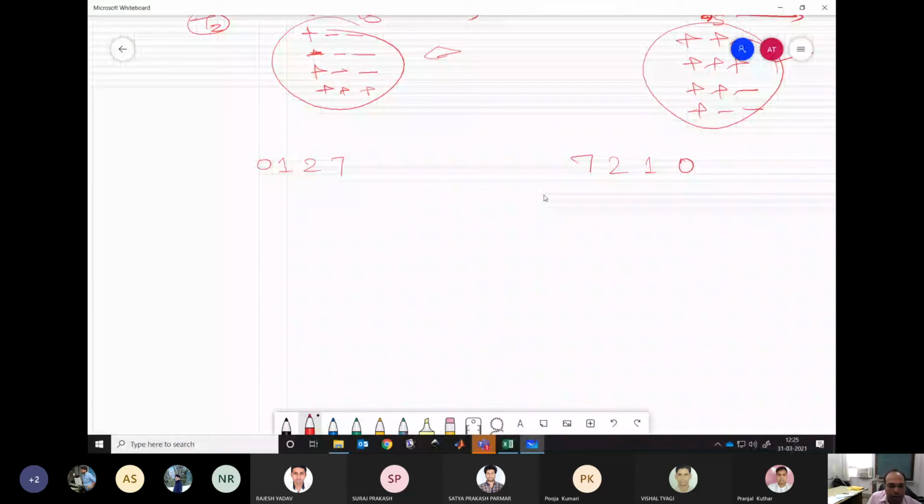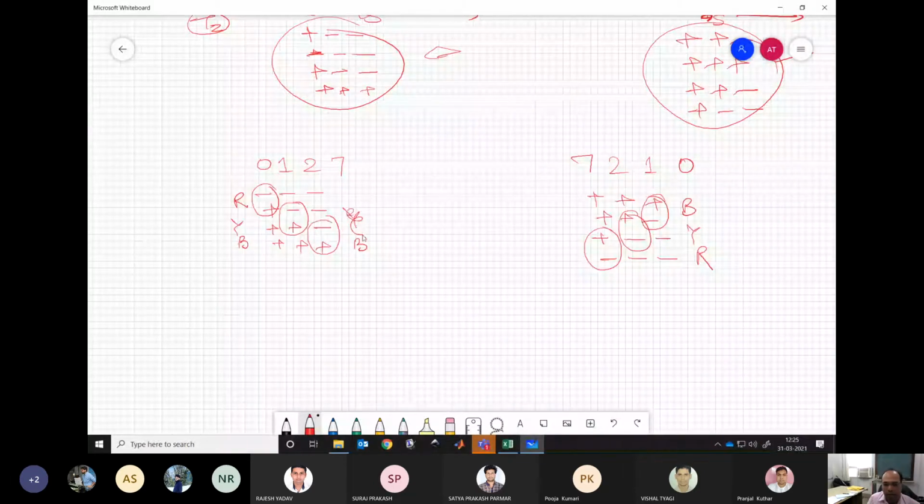We are applying these states. Now see carefully. All the three phases are switching once. Here R, then Y, and then B. Are you seeing this point? Here B, Y, and then R. Each phase has switched once. Correct?